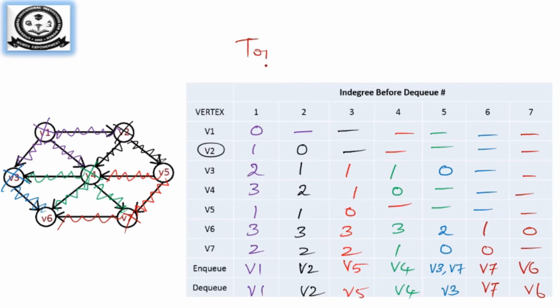So the topological sorting for the given directed acyclic graph will be V1, V2, V5, V4, V3, V7 and V6.